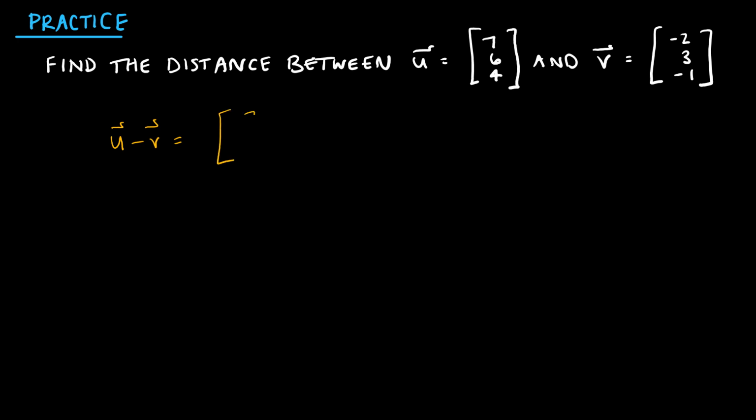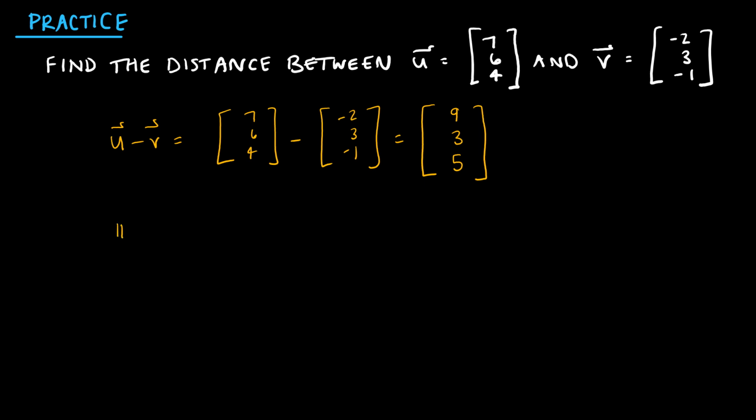So u minus v would be (7, 6, 4) minus (negative 2, 3, negative 1). We're subtracting, so 7 minus negative 2 is 7 plus 2, which is 9. 6 minus 3 is 3, and 4 minus negative 1 is 4 plus 1, which is 5. So we get (9, 3, 5). To find the length of u minus v, which is equal to the distance, I'm just going to find the square root of 9 squared plus 3 squared plus 5 squared.